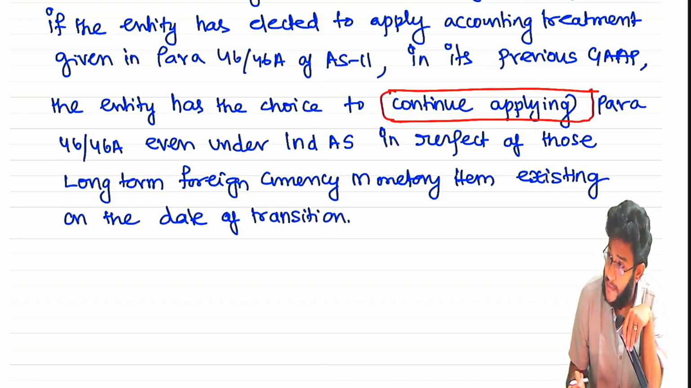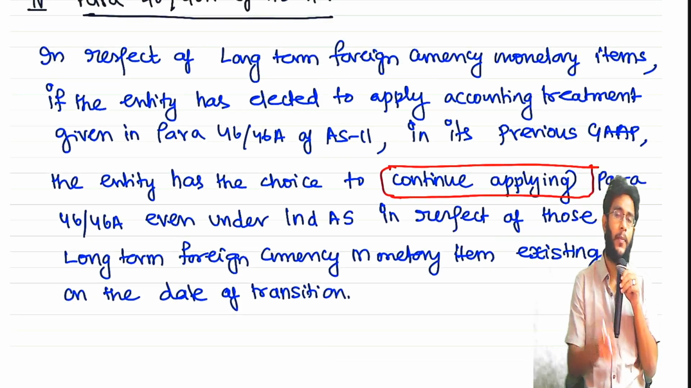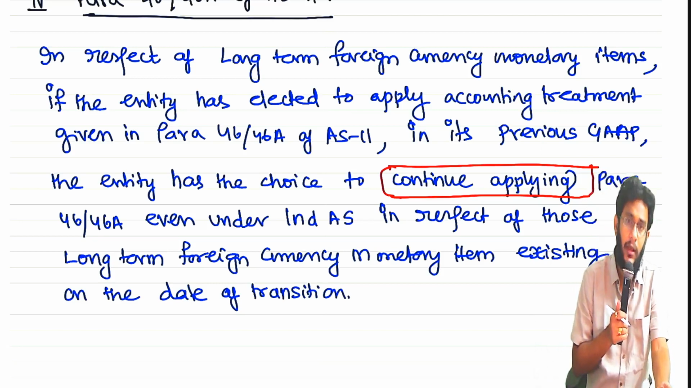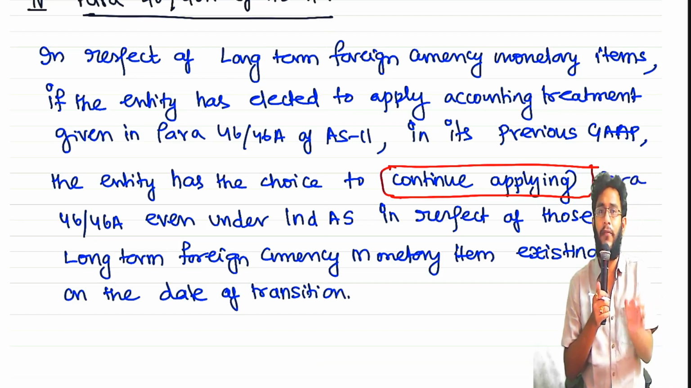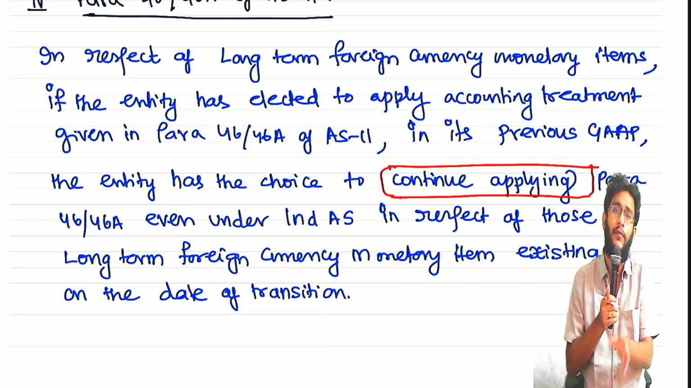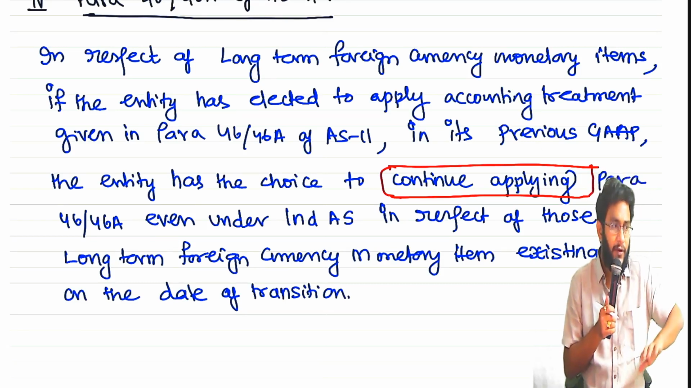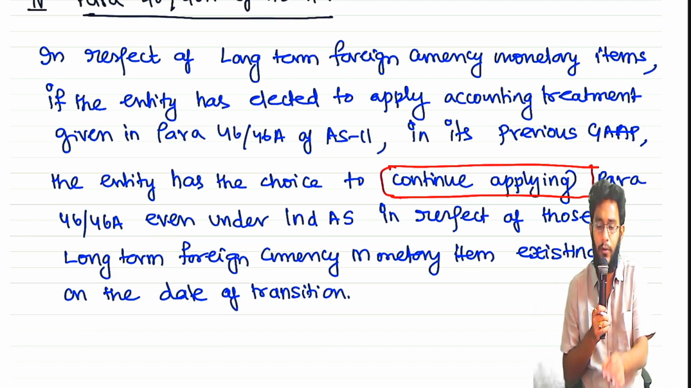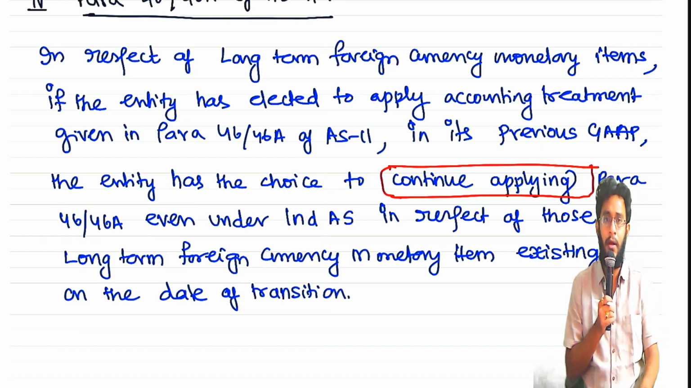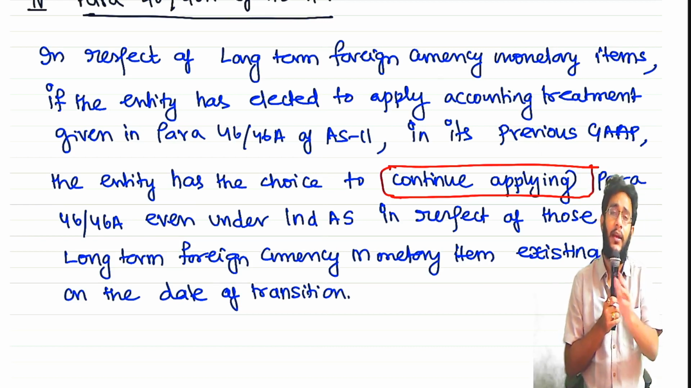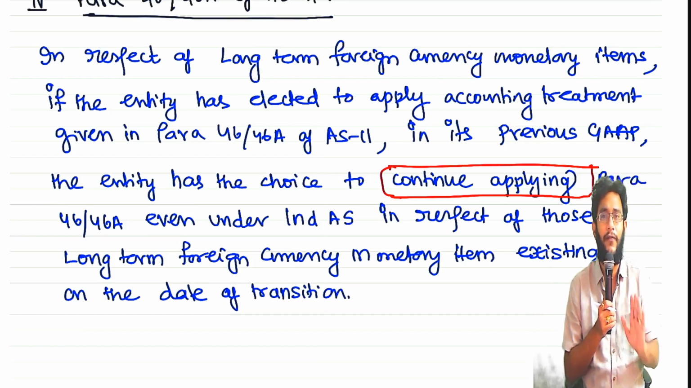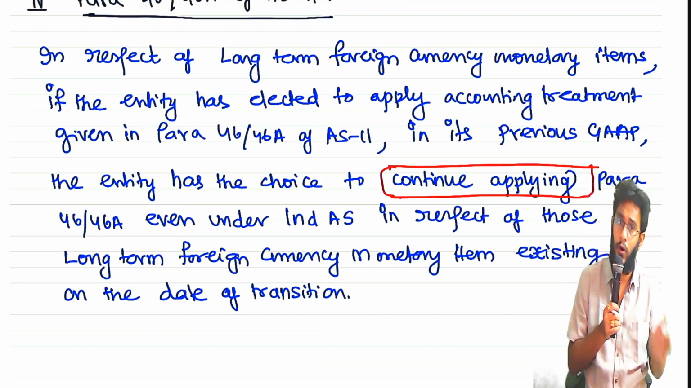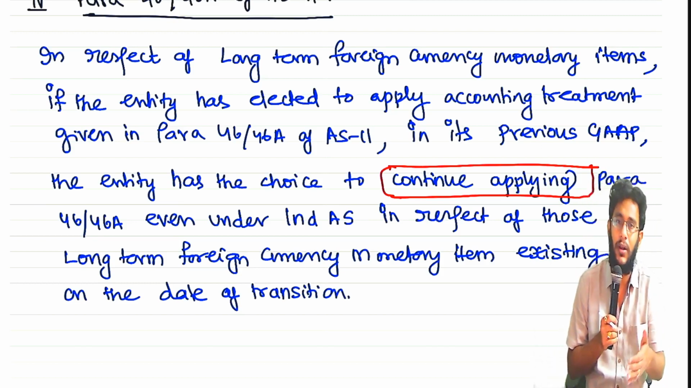See, the term given is continue applying. If you have already applied paragraph 46, 46A while doing AS 11 in the past, now when you are welcomed into Ind AS, now also you can apply paragraph 46, 46A in respect of those items for which you are already applying. For example, you do a new foreign currency loan or you give a new foreign currency loan, for that you are not allowed to touch paragraph 46, 46A. On the other side, another issue is, in the past you never applied paragraph 46, 46A. Now you cannot start. If you are already applying paragraph 46, 46A under old GAAP, then you can continue that, but you are not allowed to start today.